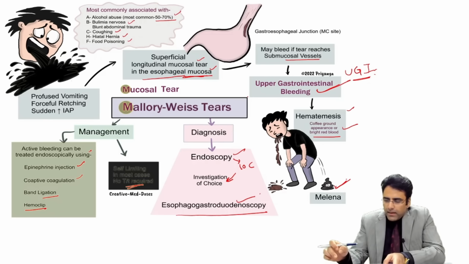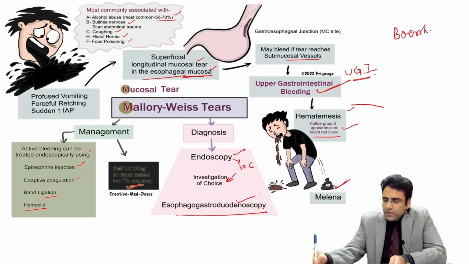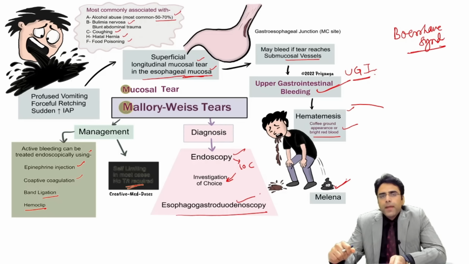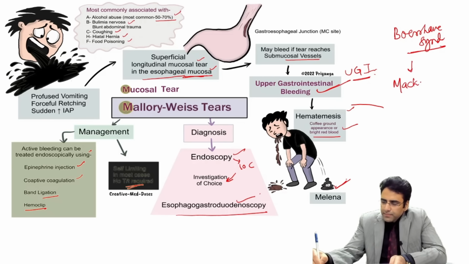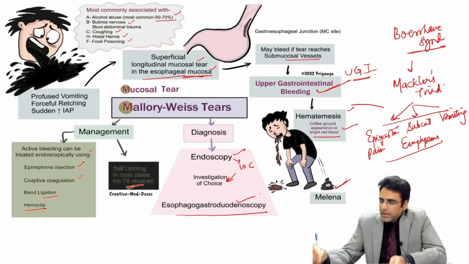So again, one important syndrome which is frequently asked in exams is Boerhaave syndrome. What is Boerhaave syndrome? It is again an important cause of upper GI bleed in which there is spontaneous esophageal perforation. Clear? Now these patients have a triad which is termed Mackler's triad. Mackler's triad includes what? It includes epigastric pain, then subcutaneous emphysema, and vomiting. So this is Mackler's triad which is present in Boerhaave syndrome.